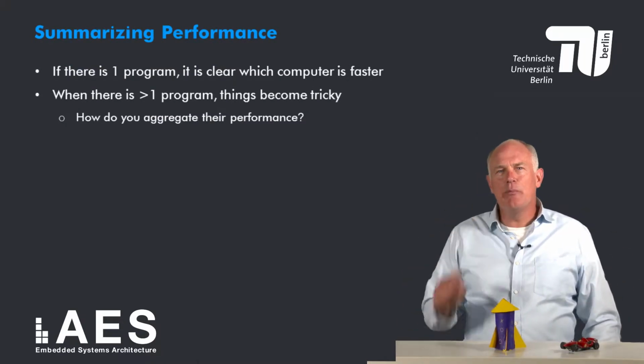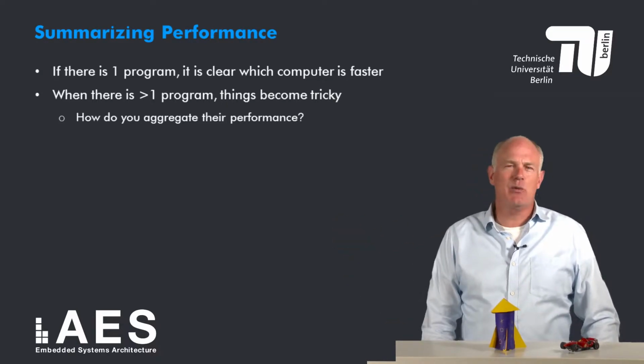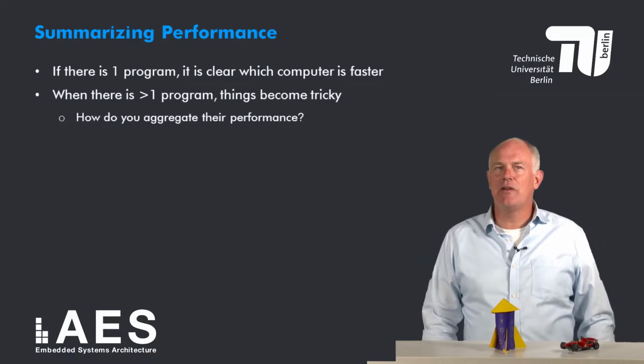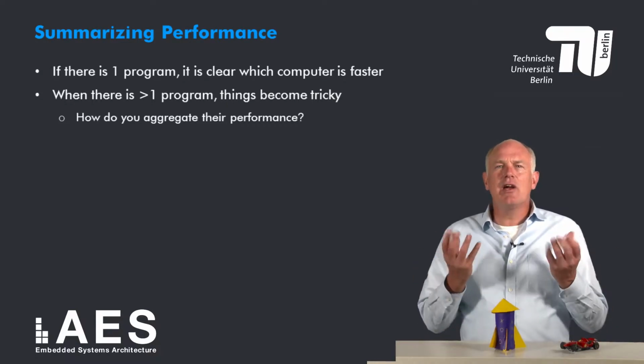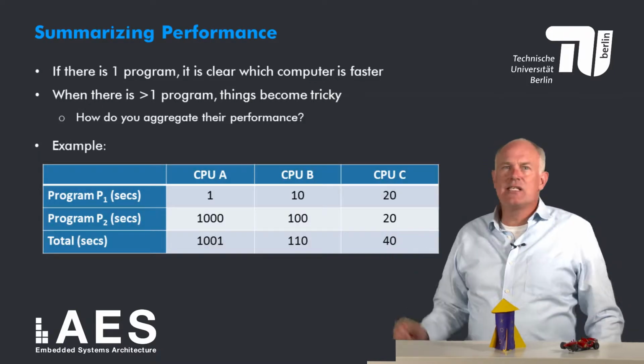If there is only one program that is executed on several different computers, it is clear which computer is faster. When there is a collection of programs, however, things become kind of tricky. How do you aggregate or summarize their performance? Let's look at this example.